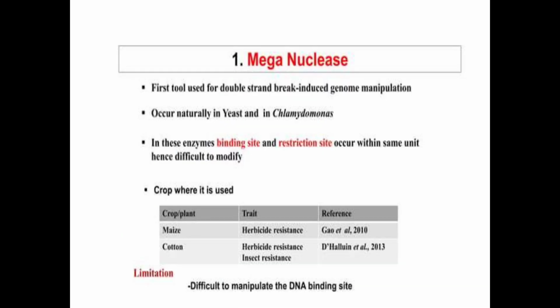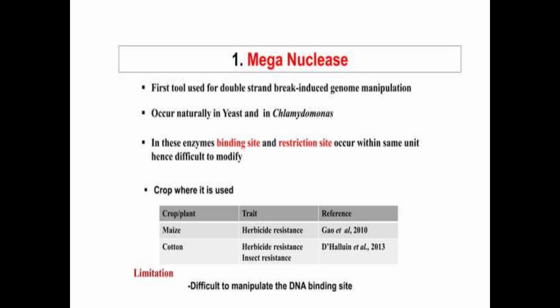First and foremost, the gene editing tool used for creating a double-stranded break-induced genome manipulation is the meganuclease. It occurs naturally in yeast as well as Chlamydomonas. In this enzyme, the binding site and the restriction site occur within the same unit, that is, the cutting region and the binding region are in the same enzyme, hence it is difficult to modify it.